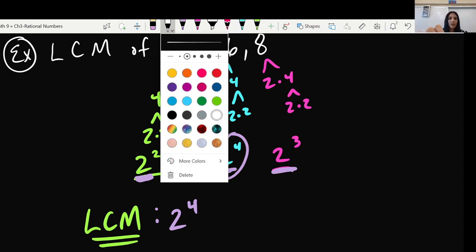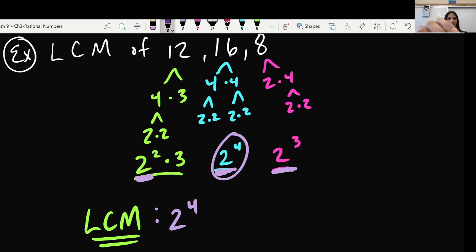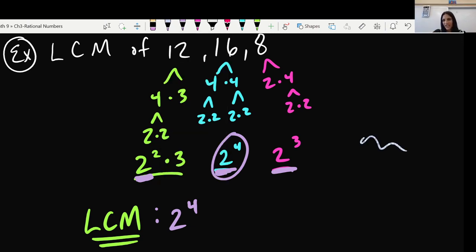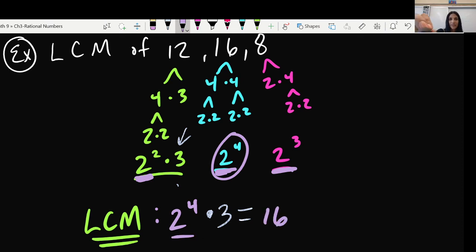Okay, so for this next one, I'm running out of colors. Actually, let's use, will that work? It's kind of sparkly. I don't know if it's working, but for the next one, when I look at it, this one has a 3, but the other ones don't have a 3. I need to include the 3 because anything that's present in there needs to be included. So if I take a look at this, 2 to the 4 times 3, which is, well, 2 to the 4 is 16. And then I'm going to do times 3.